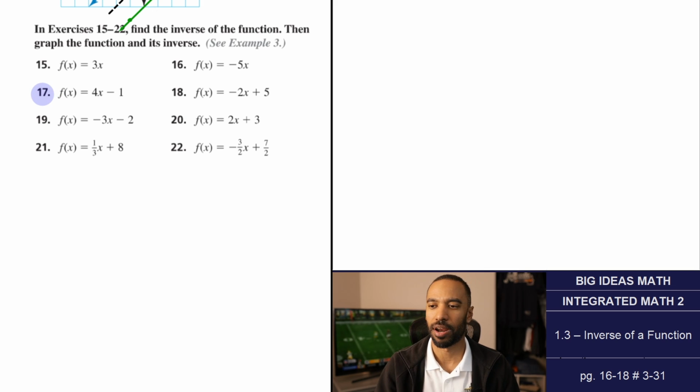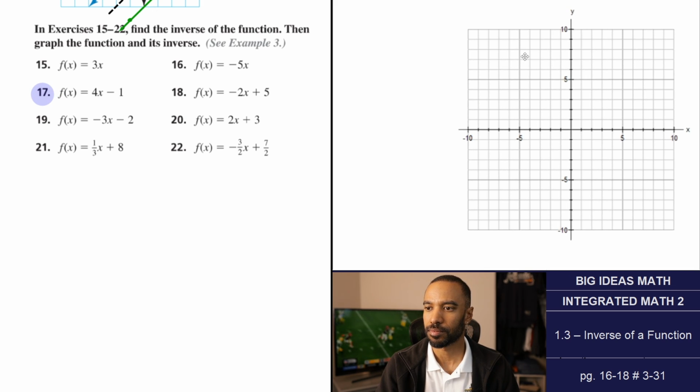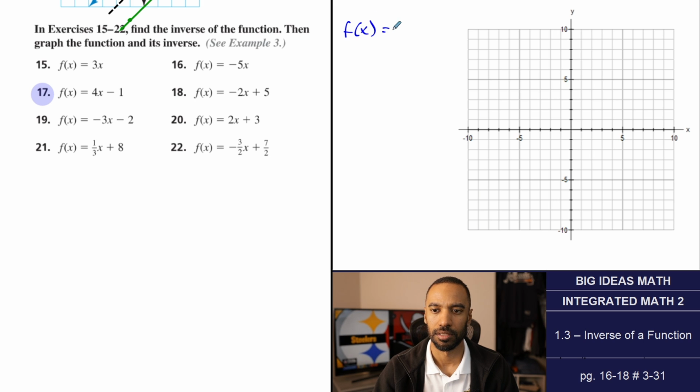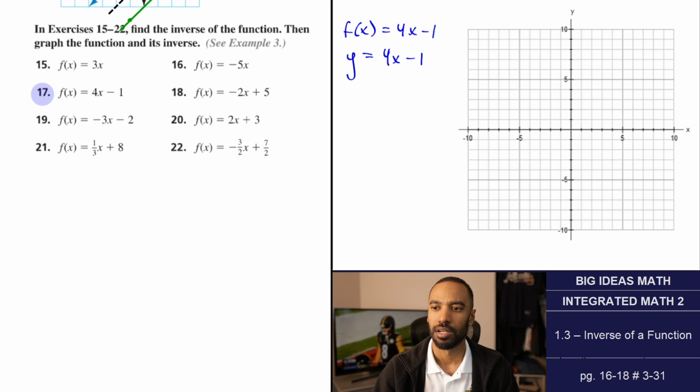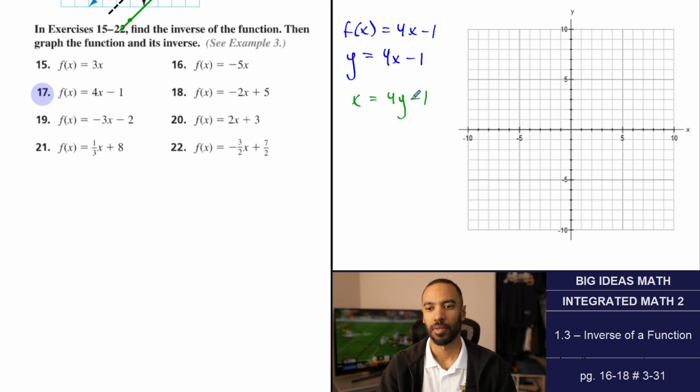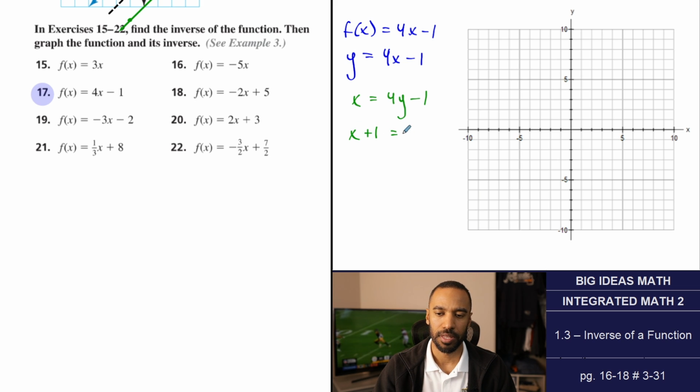Number 17. F of x equals 4x minus 1. Now this will take 2 steps once you've gotten to the inverse in getting those terms over. So y equals, now let's swap x and y. X equals 4y minus 1. We will add 1 to both sides to begin with, and then we will divide both sides by 4.